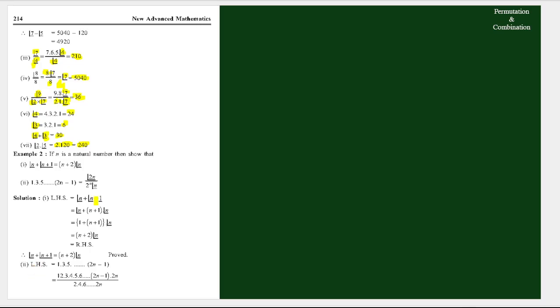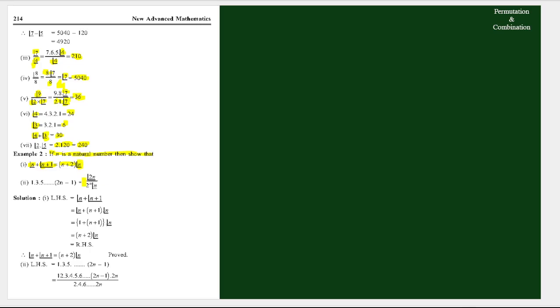Example 2, if n is a natural number, then we need to show that the summation of factorial n plus factorial n plus 1 factorial, the answer is what? n plus 2 factorial n.